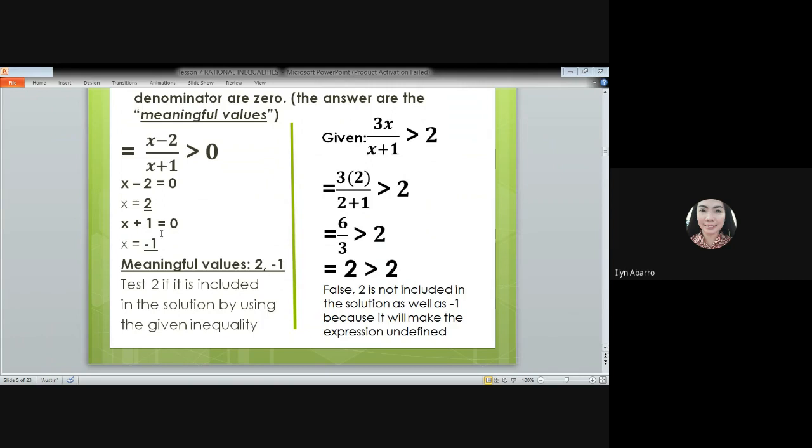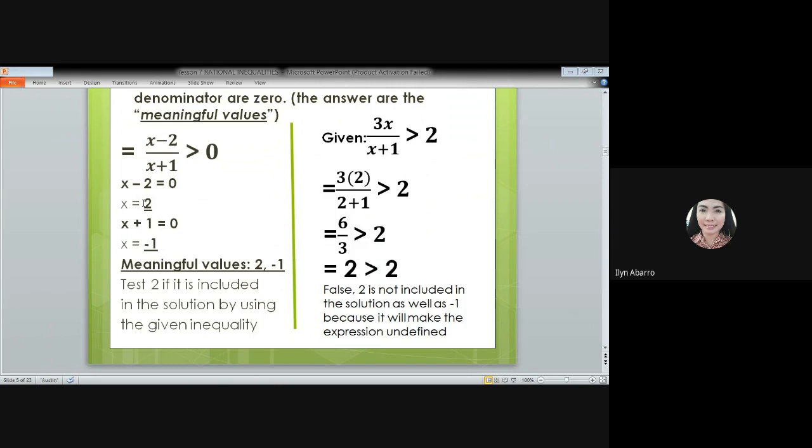Okay, so now we are going to test 2 if it is included in the solution by using the given inequality. I-test natin if this 2, itong basis na 2 ay kasama sa solution. Kasi kapag inequality, we have lots of solutions. Why? For example, the solution to a given inequality is real numbers greater than 1. So what are the real numbers greater than 1? There are lots of it. So 2, 3, 4, and so on and so forth to positive infinity.